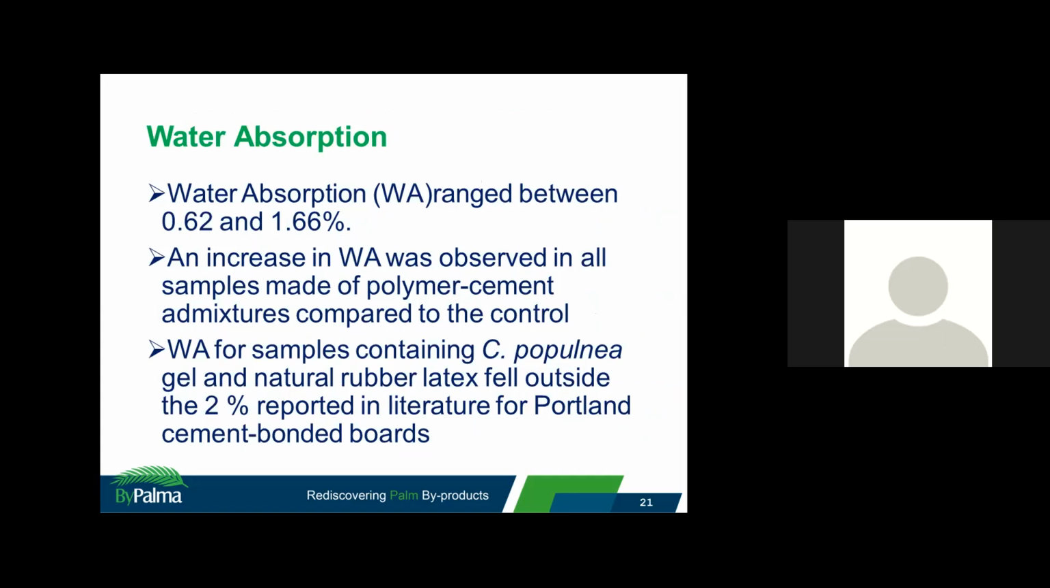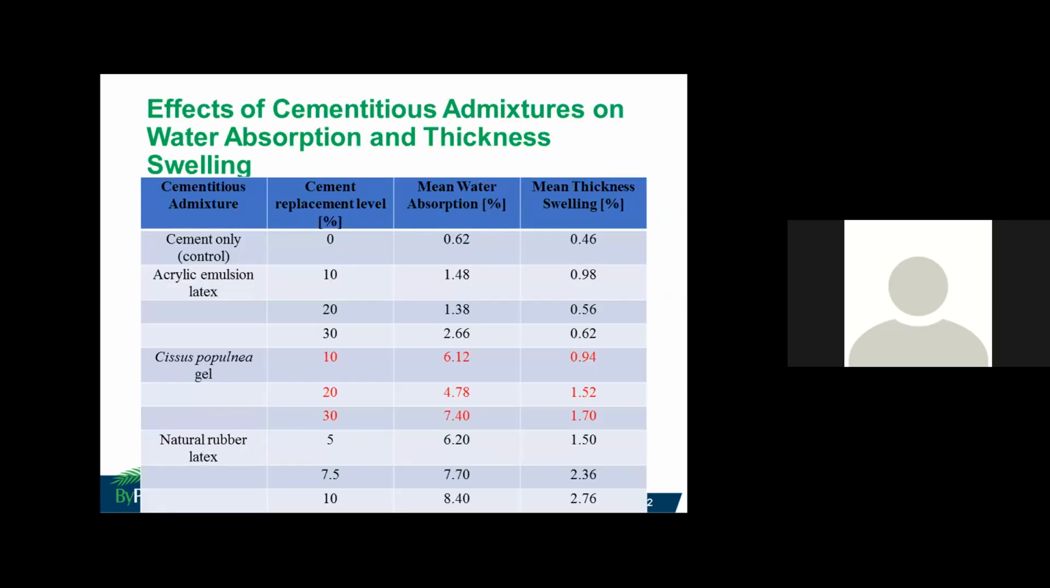Now, for all the composite samples, the samples that had polymer content had higher water absorption. And we can see that in this table. You can see that the water absorption for all the ones that contain the composites had a high water absorption. That was expected because these were hygroscopic materials that had affinity for water.